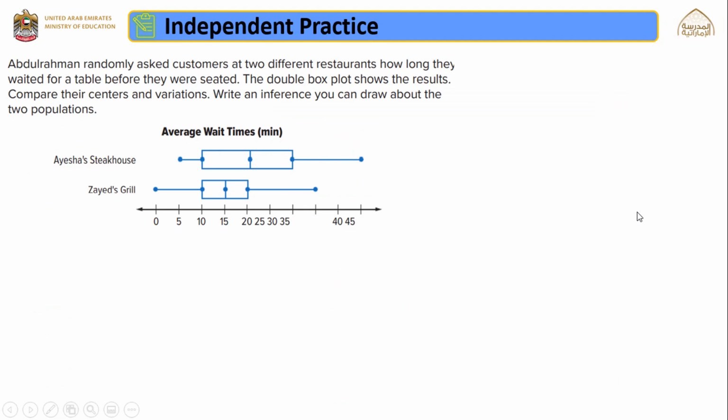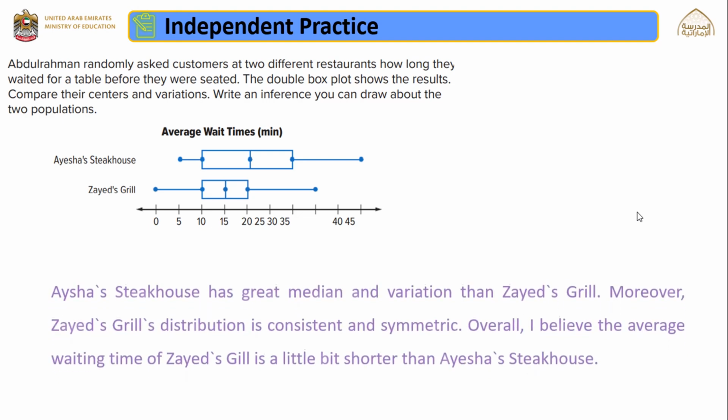Independent facts. Abdurrahman randomly asked customers at two different restaurants how long they waited for a table before they were seated. The double box plot shows the results. Compare their centers and variations. Write an inference you can draw about the two populations.